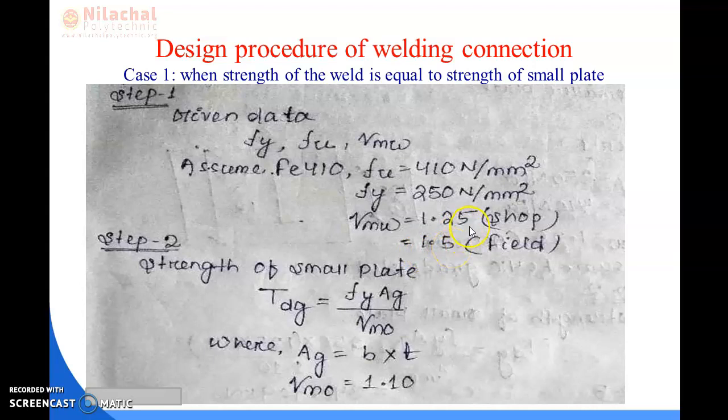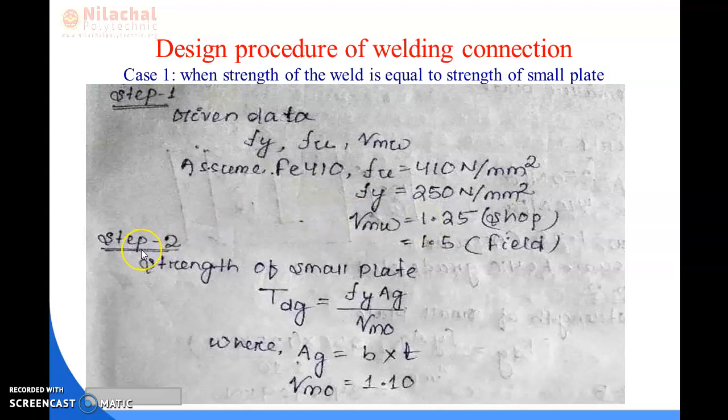Whenever shop welding is provided, you can take the value of 1.25, and whenever field welding is provided, you can take the value of 1.5. Okay. If in the question the type of welding, shop or field, is not given, you have to assume that the welding is shop welding. So you have to take 1.25 in that case.